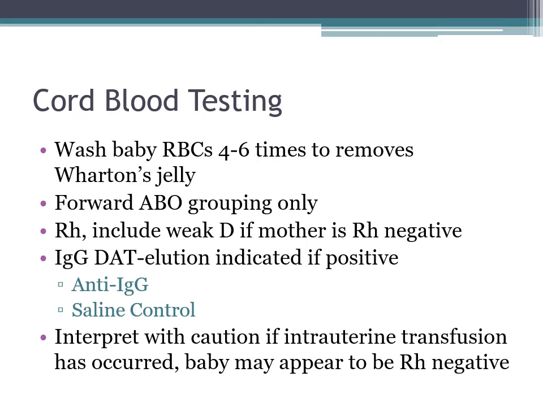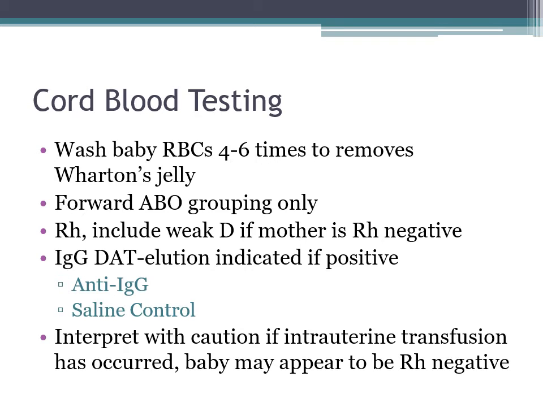When performing cord blood testing, we must first wash the baby's RBCs 4 to 6 times to remove Wharton's jelly. It's a very common question you're going to see on the registry and potentially on the test, that if you're testing cord blood, you've got to wash it 4 to 6 times to remove that Wharton's jelly to avoid potential false positive reactions. We're going to perform the forward ABO only because there's not a whole lot of plasma in there, but any we see from this cord blood is going to be maternal antibody. An Rh will include a weak D if the mother is Rh negative, and an IgG DAT. An elution is indicated if we have a positive result. We're going to do anti-IgG for the DAT with a saline control.